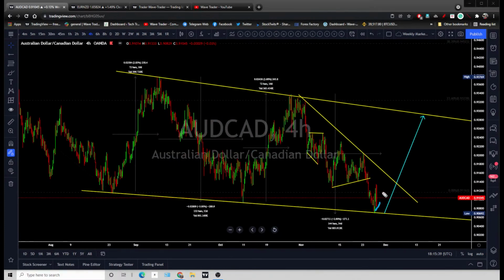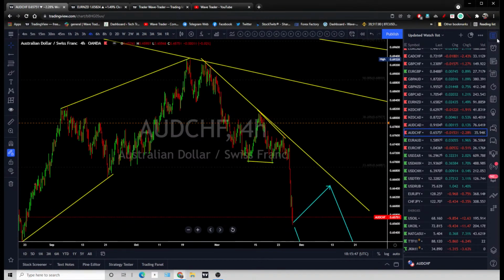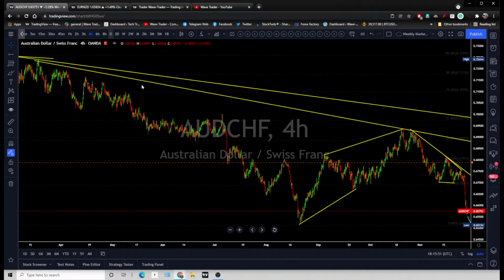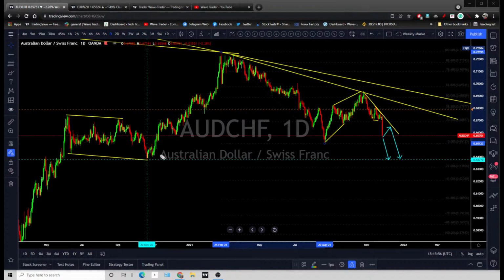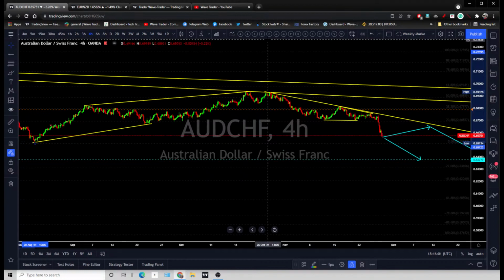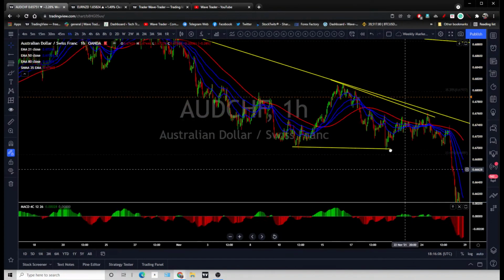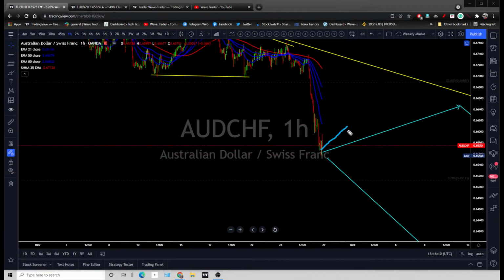So what are we looking for? Another move back to that channel. Aussie Chief, same as the Australian dollar, pulls back within the moving averages and continues to drag lower. The target is going to be the 20 October lows. If I pull out the 1 hour time frame, you are looking for another pullback to come and then continue.